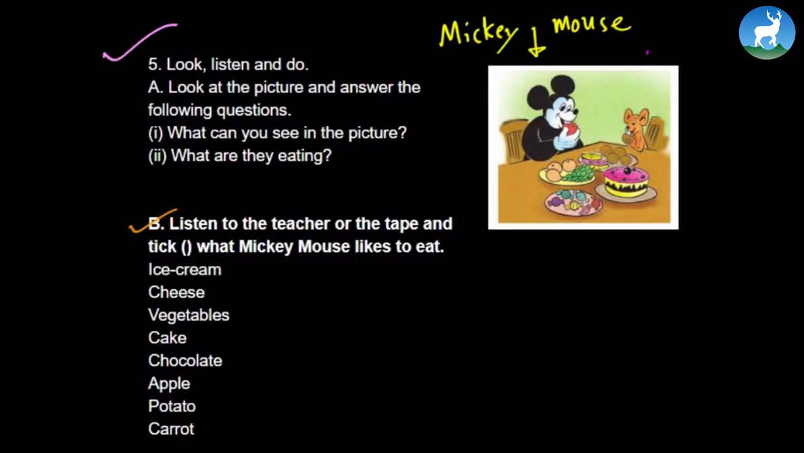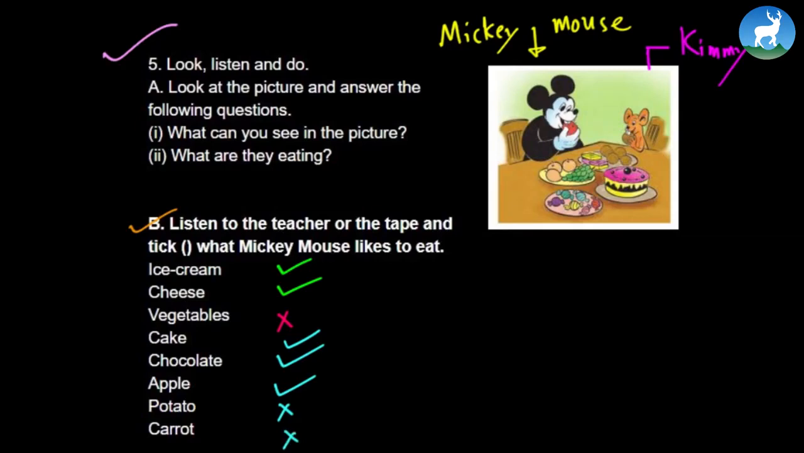So this is his sister, and her name is Kimmy. Now let's find out, or let's tick, what Mickey Mouse likes to eat. Does he like to eat ice cream? Of course. Does he like to eat cheese? Yeah, he loves cheese. How about vegetables? No vegetables, sorry. How about chocolate? Oh, he loves chocolate. Cake? He loves cake. Apple? Sure, he likes apple. Potato? No potato, no vegetable, sorry. How about carrot? No, Kimmy likes carrot, but not Mickey Mouse.